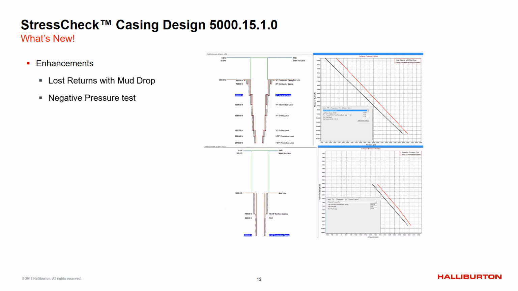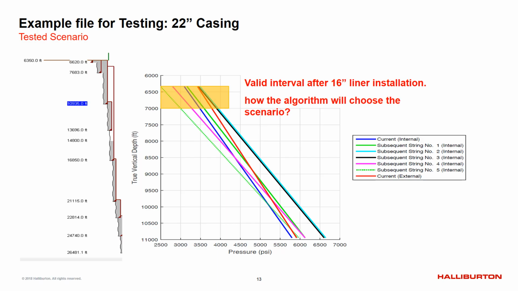And we have also implemented a negative pressure test scenario, typically used in offshore deepwater wells. For the loss return with mud drop, in a scenario similar to the ones you see here, a tapered well mechanical configuration, the string of interest can experience changes in the internal pressure profile such that the worst mud drop does not necessarily represent the worst case in terms of safety factors.